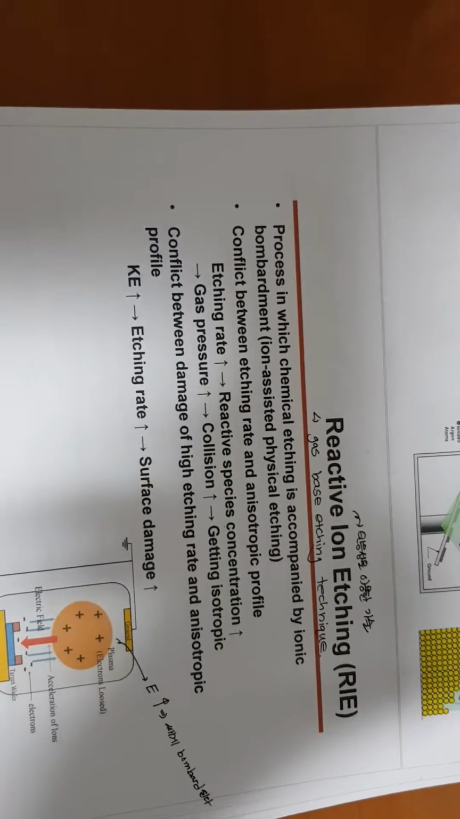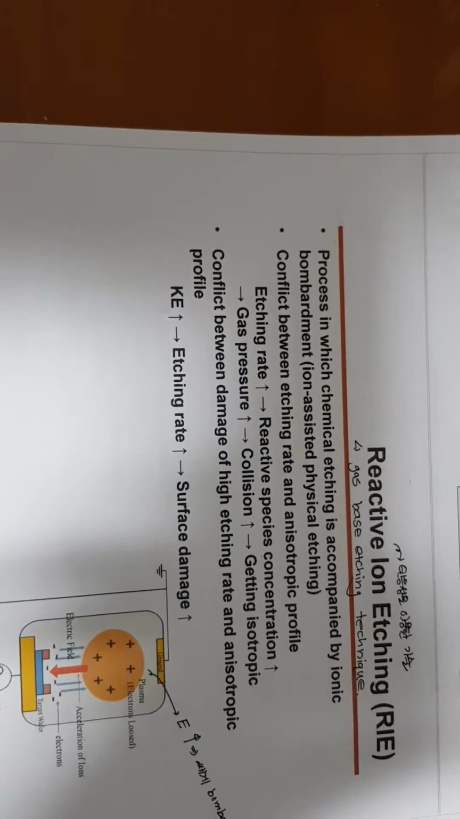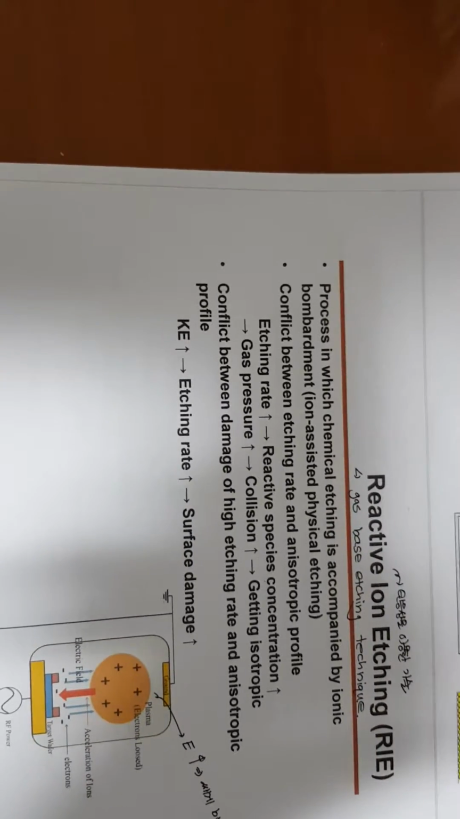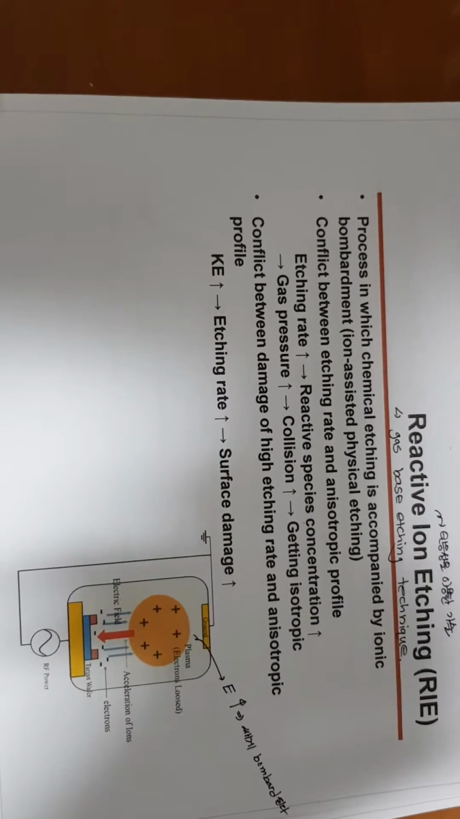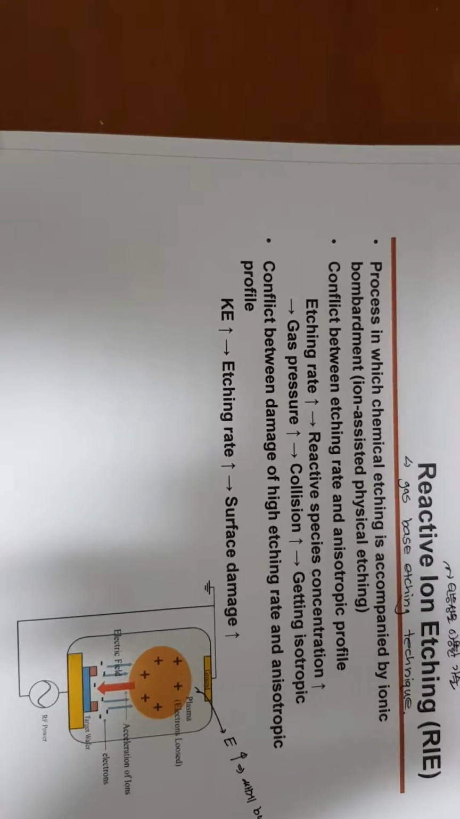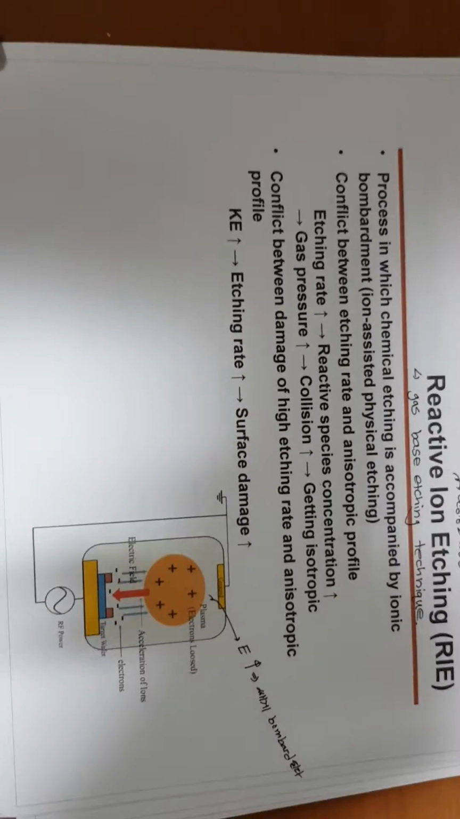And for reactive ion etching, which we also call RIE, it is a process in which chemical etching is accompanied by ionic bombardment, with a conflict between etching rate and anisotropic profile, and a conflict between damage from a high etching rate and anisotropic profile.